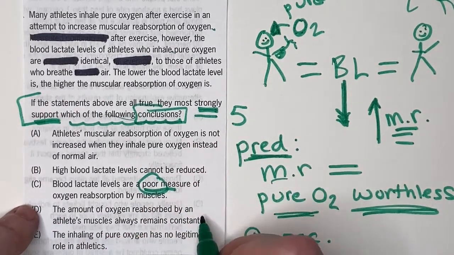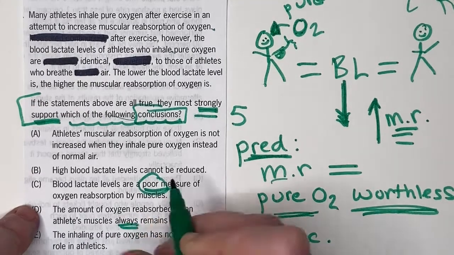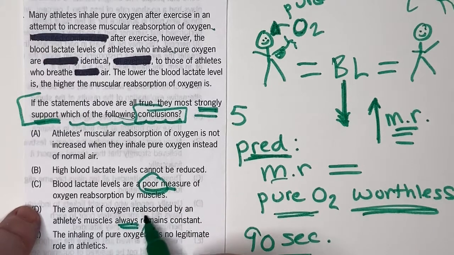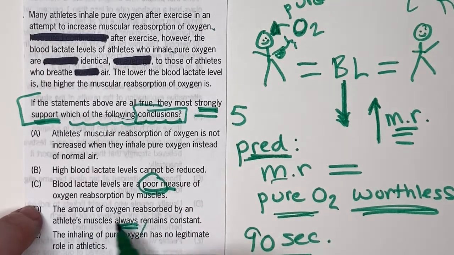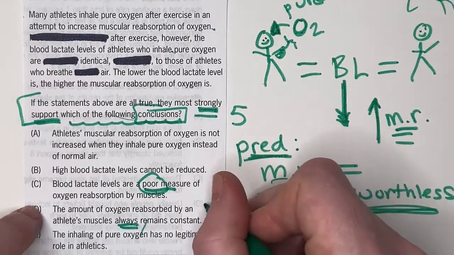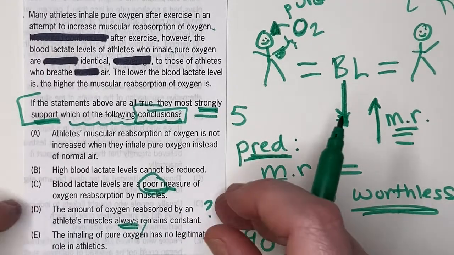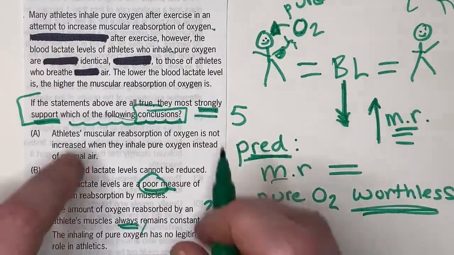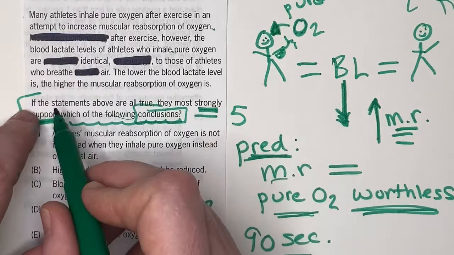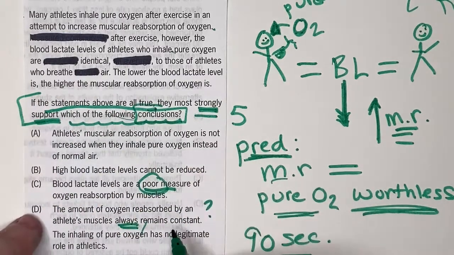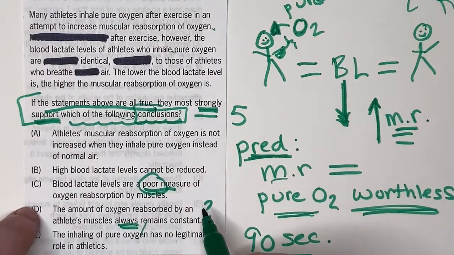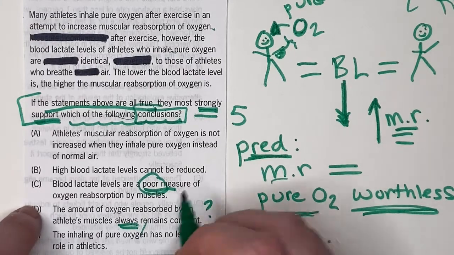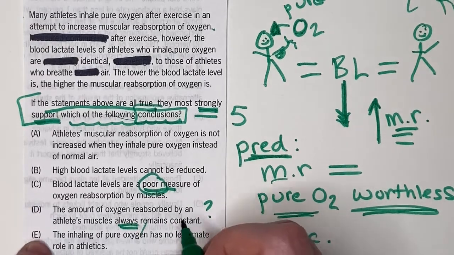D, the amount of oxygen reabsorbed by an athlete's muscles always remains constant. Well, first of all, I don't like that word always. That's very extreme. And we have no idea if the amount of oxygen, this could be true, right? Maybe, but there's nothing in the paragraph that would imply that this should be the next sentence. It's not based on these statements above. It's just sort of outside information. Is this true or not? I have no idea. Somebody who's an athlete is going to have to tell me in the comments.